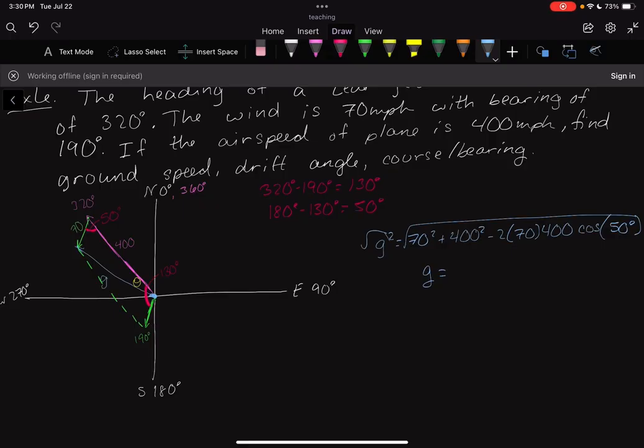I'm going to plug this in and tell you what I get. I get 359.0 as my ground speed.